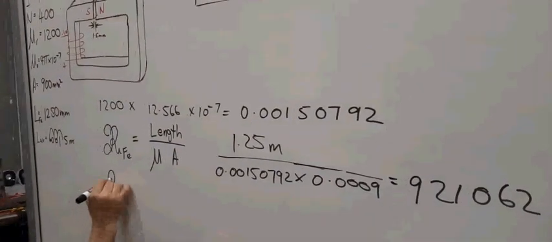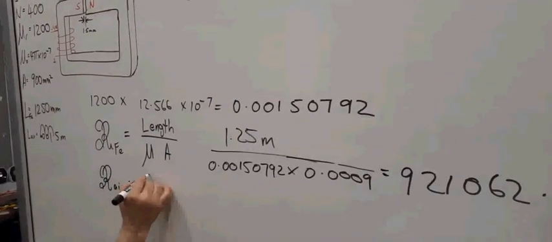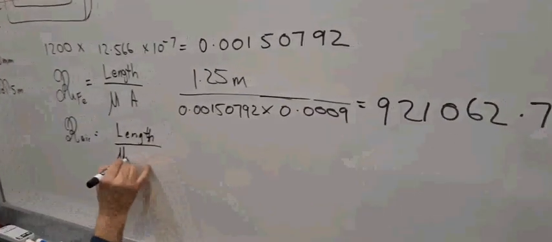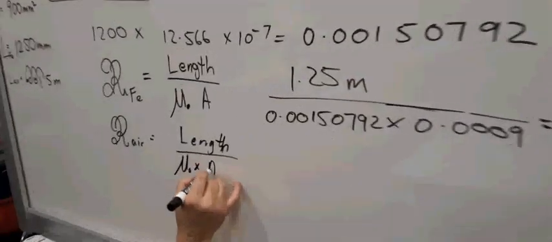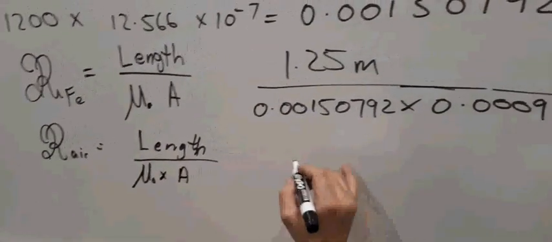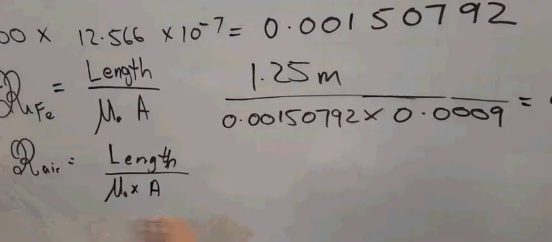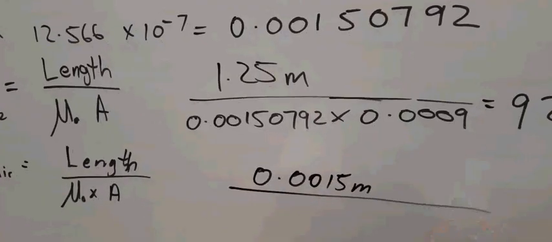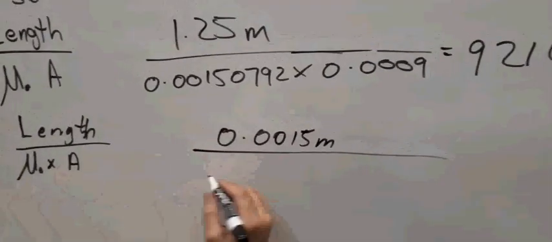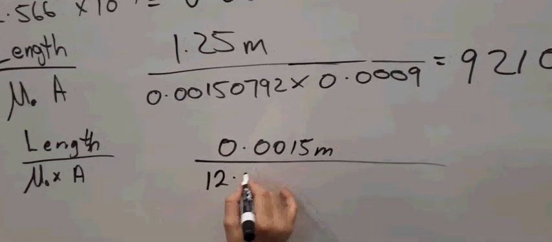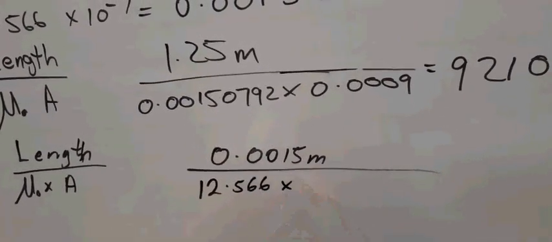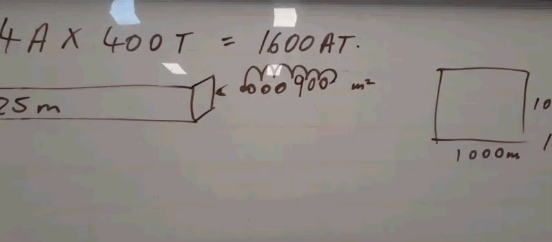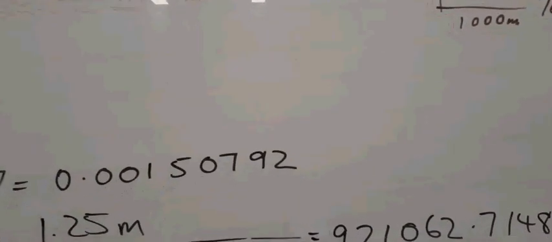That also is the length of the air gap over the mu absolute, that needs to be absolute too, multiplied by the area, same area. And we said that the length in this case was 0.0015 metres over the absolute permeability of the air, which is 4 times pi times 10 to the minus 7, 12.566, times the area again, which was 0.0009. That's good. And we'll pause so I can calculate it.